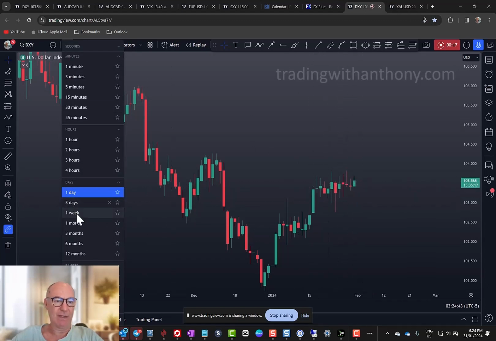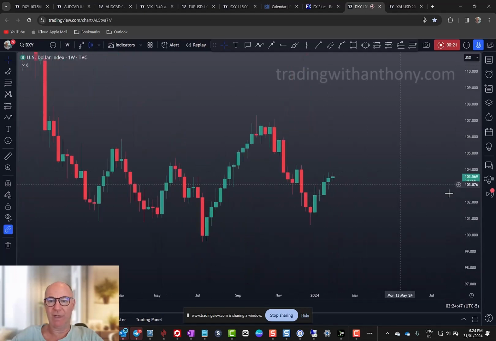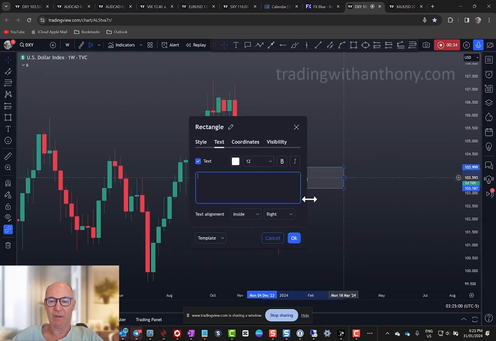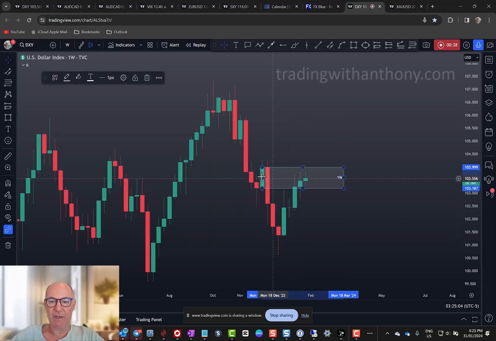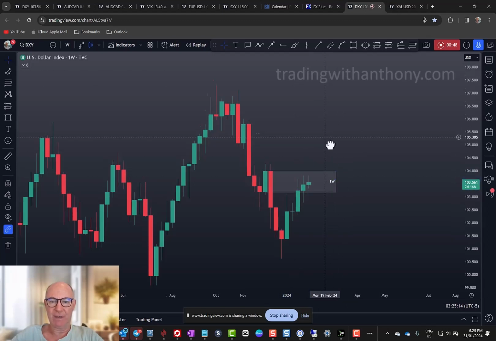We'll go out to the weekly, and I want to show you what we've got here. We've got this huge distribution level on the weekly time frame. Just mark that 1W. Distribution, weekly time frame. This is a big level of resistance. We've traded into it, and we're banging up against it and not really going anywhere. So there's a couple of things with this.